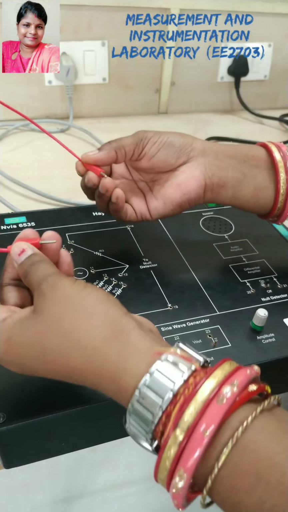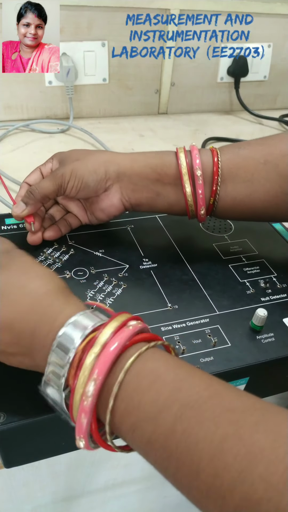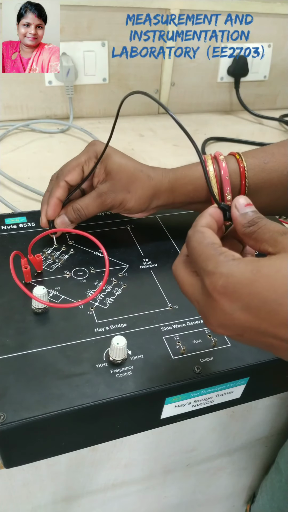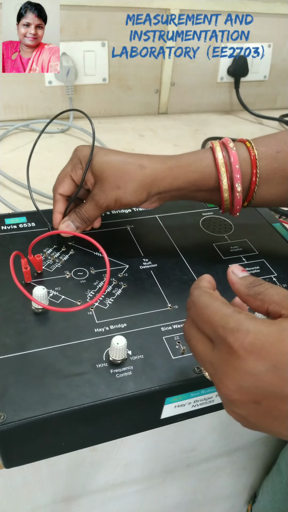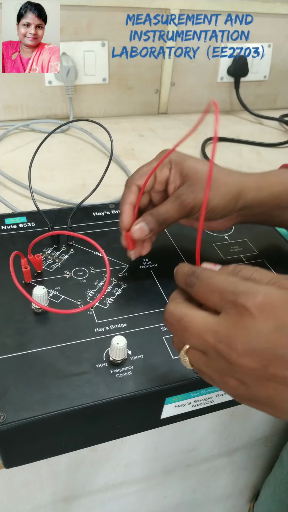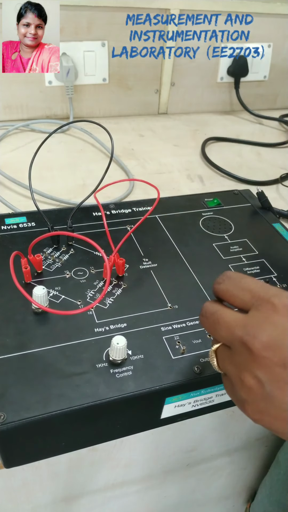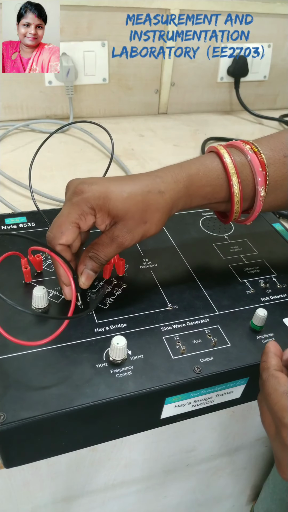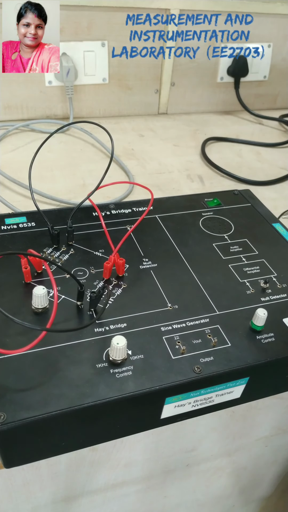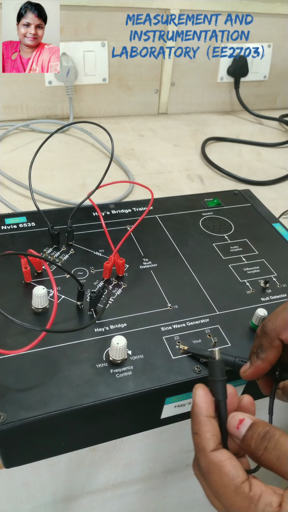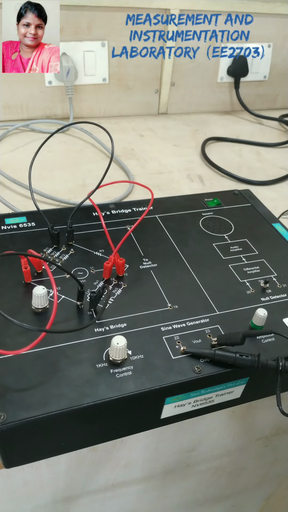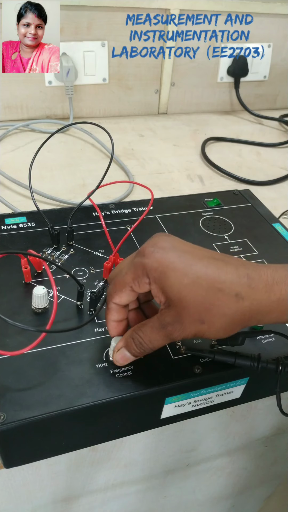First, connect the terminals by using patch cords. Connect 1 and 2. Next, connect 6 and 9 terminals. Next, take another patch cord, connect 12 and 13 terminals. Next, take another patch cord, connect 16 and 17. Then connect the CRO probe to terminals 22 and 23. And keep this amplitude control in maximum position and this frequency control in minimum position.